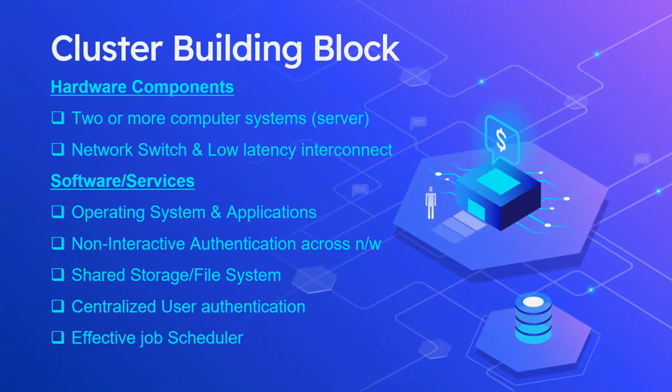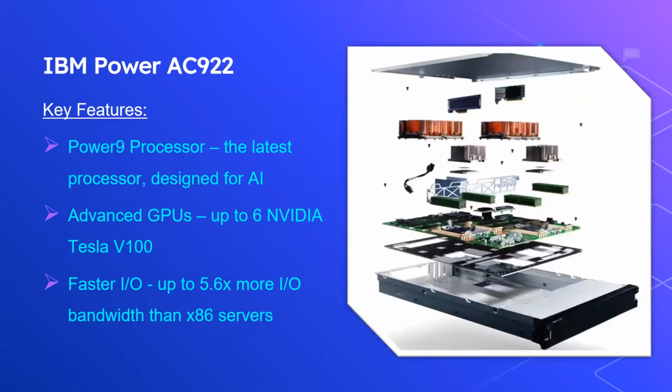So before I go into the system architecture, I just want you to know about the key features of the IBM Power9 AC922, which contains the latest Power9 processor designed especially for AI operations, and which can hold up to 6 NVIDIA cards, where we have 2 NVIDIA cards now in our Sastra system, and it can provide up to 5.6 times more input output operations than x86 servers.